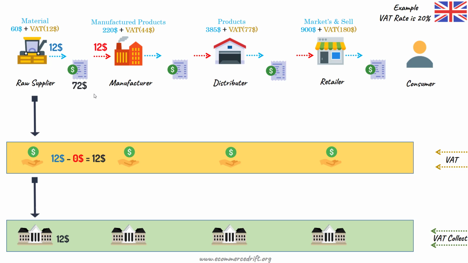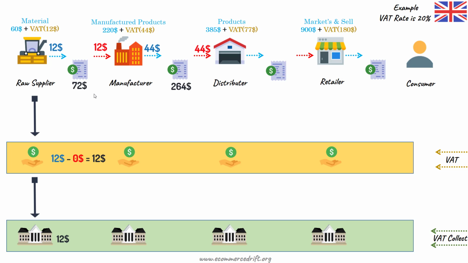The manufacturer has built the product and contacted the distributor that, hey, distributor, your product is ready. It cost us $220, and if I put on VAT on that $220, that will be $44. So once I send the invoice to the distributor, the manufacturer has made an output VAT of $44 and the distributor has made an input VAT of $44.